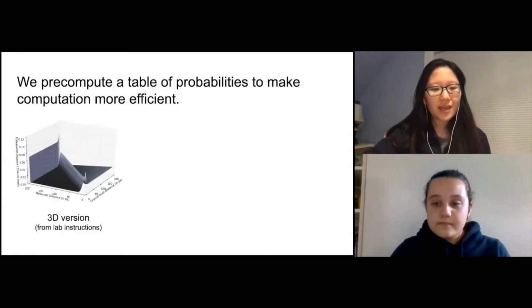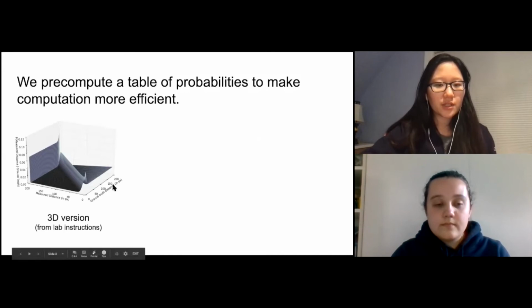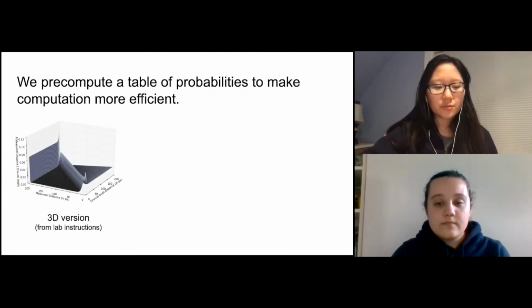So now that we have all these probabilities, we can put them into a pre-computed table, which will make it easier in later steps to look up the probabilities rather than recalculating everything all over again. As you can see here, this is a 3D version of what the probability table will look like. And what we did with our sensor model was plot a 2D version of this to confirm that what we have was correct.